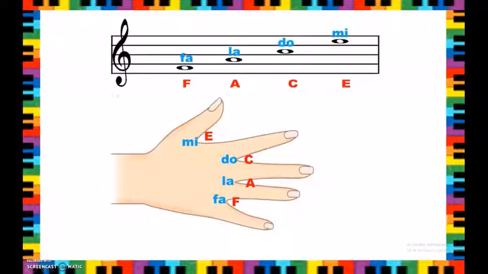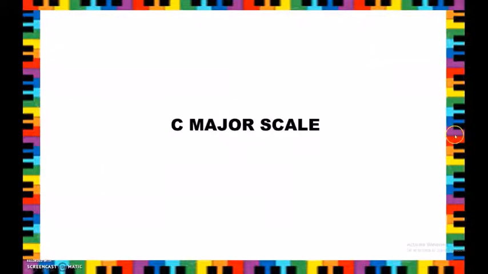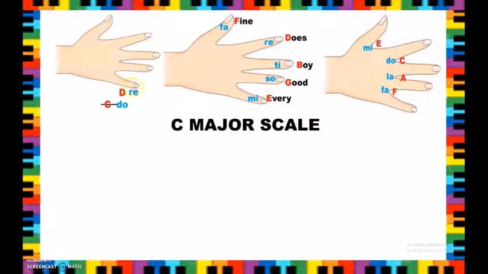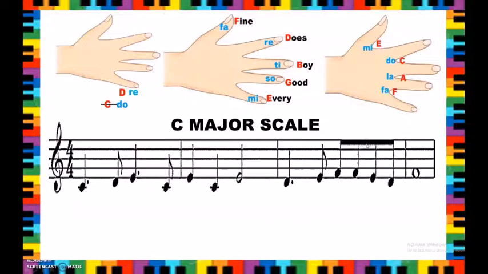Now, in C major scale, so, this is the staff, okay? And the letter names. So, C, D, or Do, Re, E, every good boy does fine, and then Mi, So, Ti, Re, Fa. And then, in space, we have the F-A-C-E, or face, and then Fa, La, Do, Mi. So, let's have a piece of notes here in the staff.